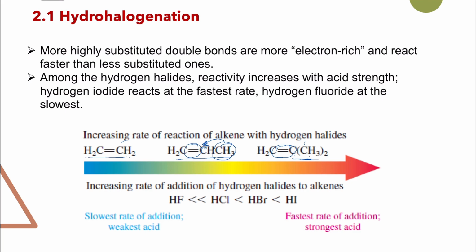For the hydrogen halides, the reactivity increases with the acid strength. So the more the acid strength of the hydrogen halide, the faster is the reaction, or the more reactive it is. So we have hydrogen iodide is more acidic than hydrogen bromide, which is more than hydrogen chloride, which is much more than hydrogen fluoride. So hydrogen iodide will have the highest rate of the reaction because it's much more reactive than the other ones.